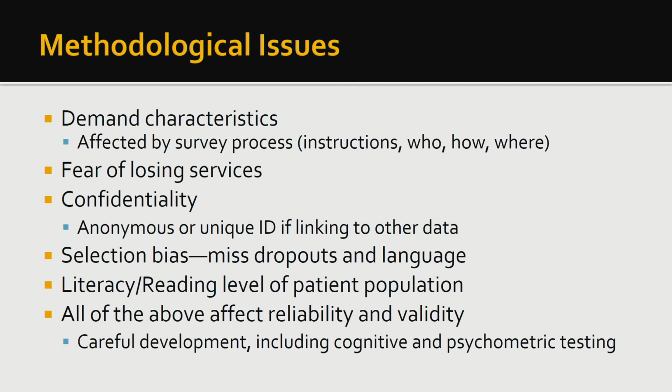Selection bias, another huge issue that's really difficult to address with patient surveys. One of the biggest problems is that you miss people who've dropped out of services, really no matter at what point you administer the survey, because a lot of patients drop out very early. You're going to miss some patients, and you need to be aware of that. And they're likely to be the patients, obviously, who are most dissatisfied with the services, most critical of the quality.